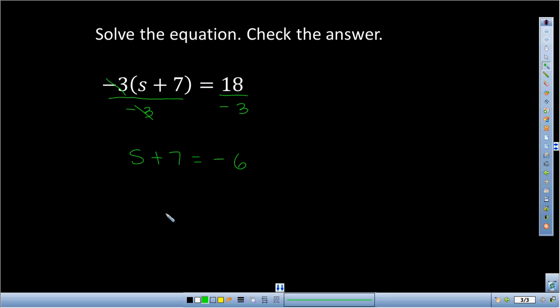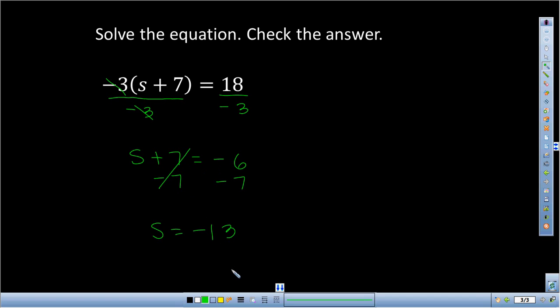Now we need to undo the add 7. To undo add 7, we subtract 7 from both sides. 7 take away 7 is 0, and so we have s is equal to -6 take away 7 is -13.